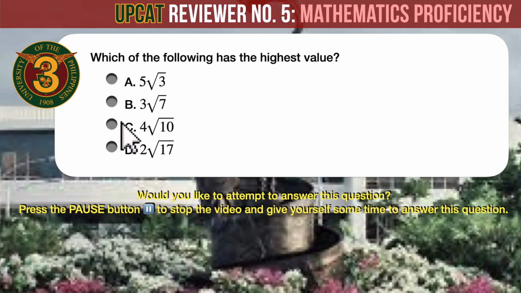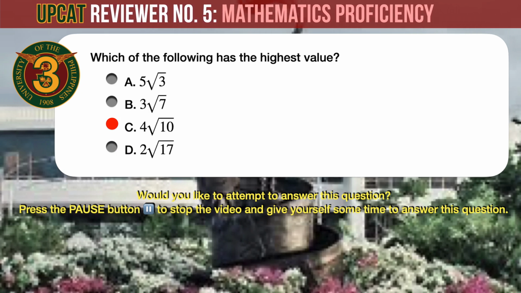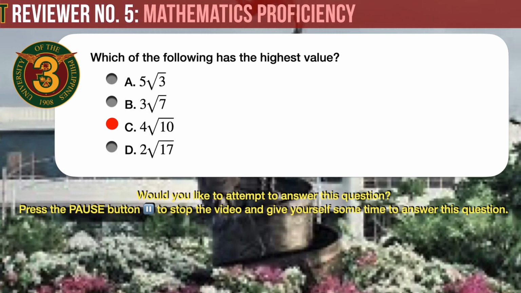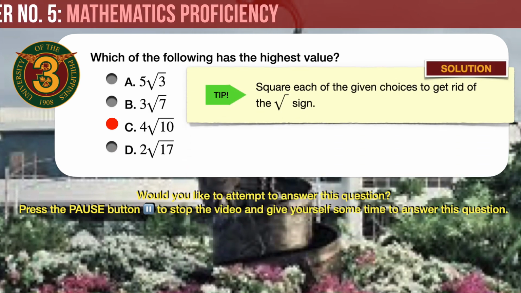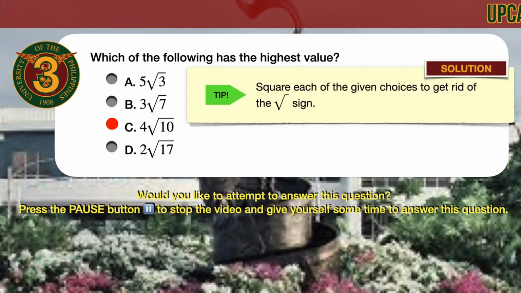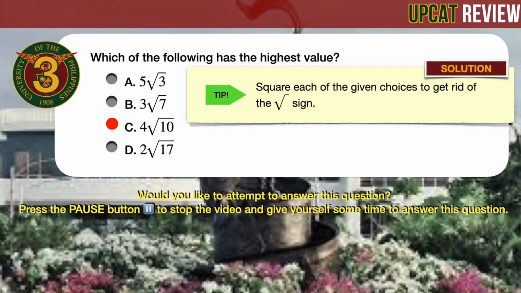The correct answer is C. 4 times the square root of 10 has the highest value among the given choices. Recall your algebra topic, exponents and radicals. Let's inspect and evaluate each of the given answer choices.